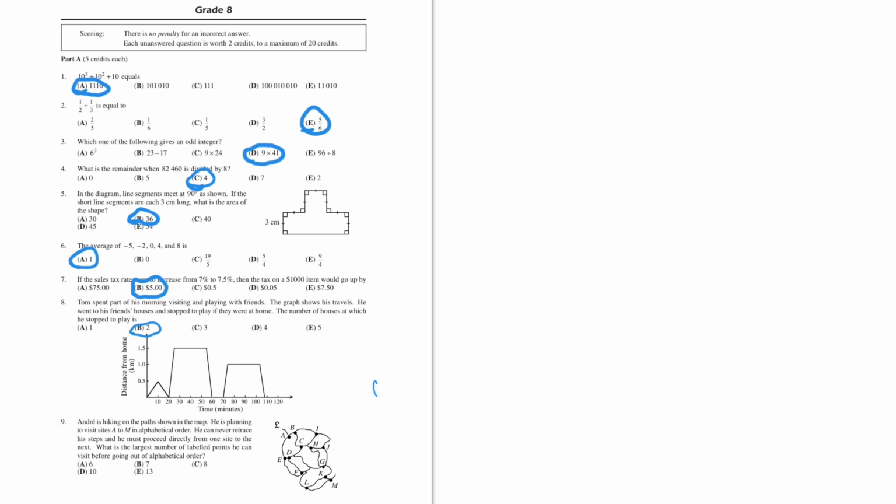Number 9. Andrew is hiking on the passes shown in the map. He is planning to visit sites A to M in alphabetical order. He can never retrace his steps, and he must proceed directly from one site to the next. What is the largest number of labeled points he can visit before going out of alphabetical order?